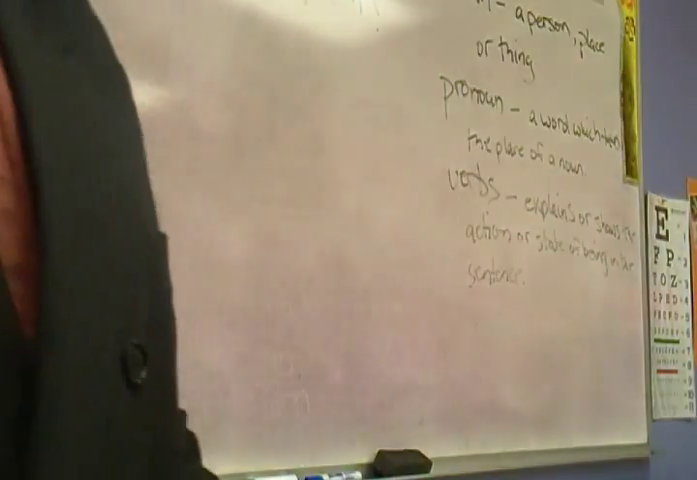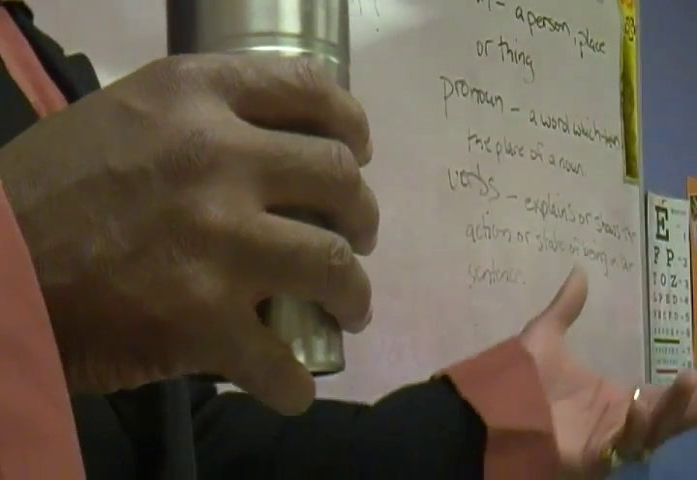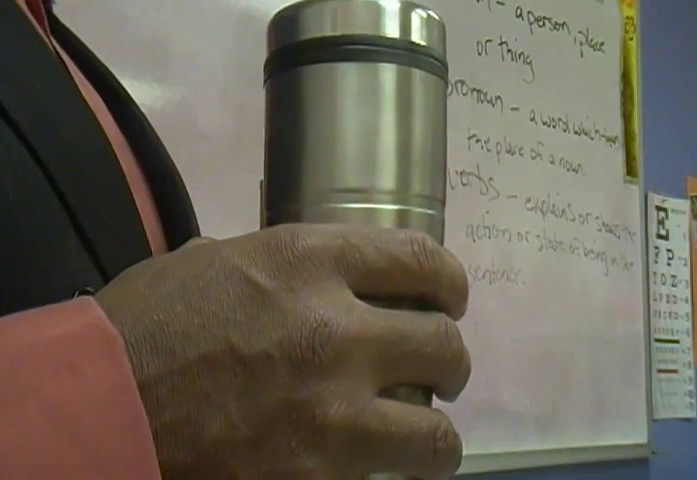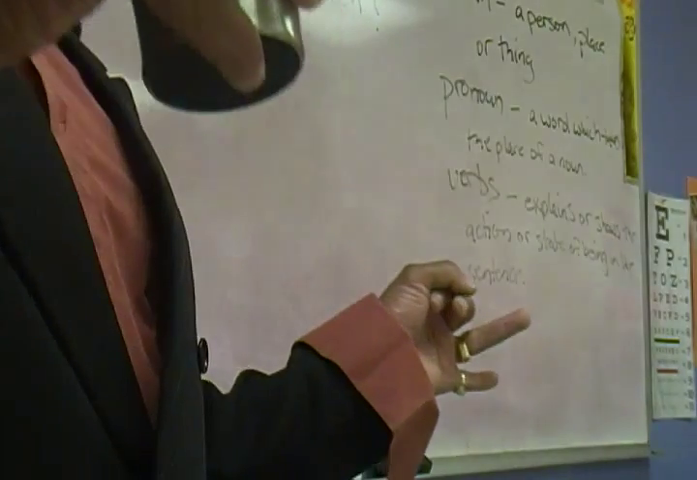But here's the situation. Since we're talking about verbs, there are two different types of verbs. All right, so people here speak different languages. Some verbs are regular, some verbs are irregular.